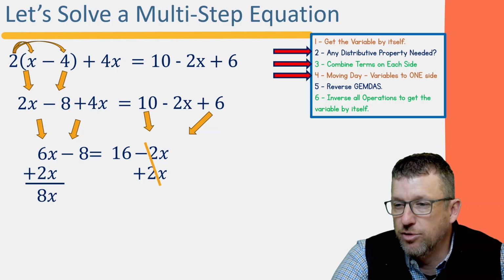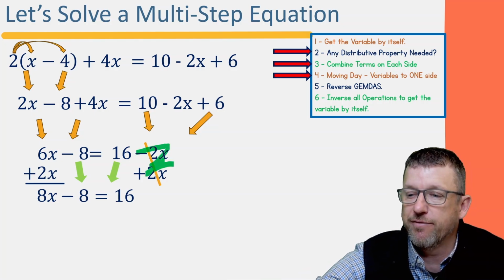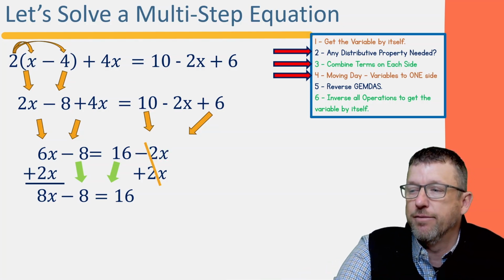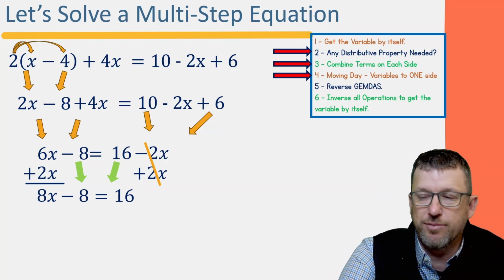What do we do next? Move everything else back down. So I'm going to move down minus 8 equals 16. I'm done with this, so I don't have to bring it down anymore, okay? Now, what's the next step? Okay, is there any more moving day I need to do? No, I got all the variables on one side.